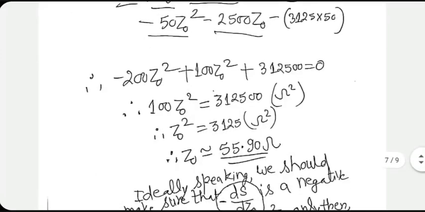We end up getting 100 Z0 square equal to 312500. That means Z0 square is 3125 ohm square, of course, if you want to be careful about the units. So the Z0 answer is 55.90, and that is the answer given. I took this problem from somewhere. This is the correct answer.